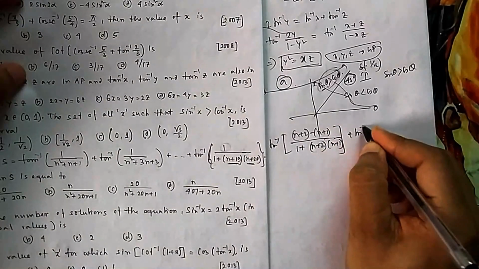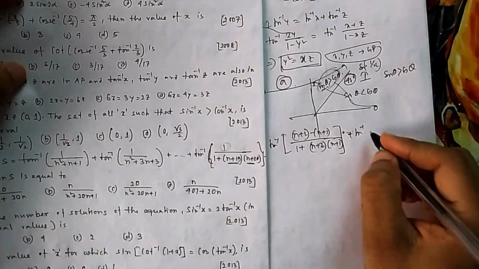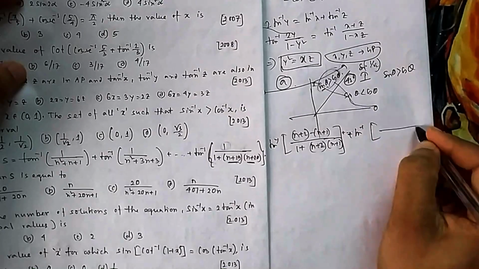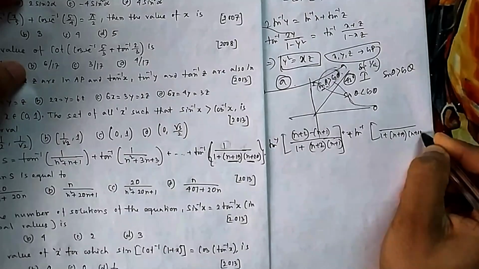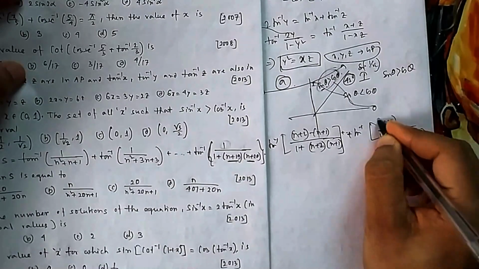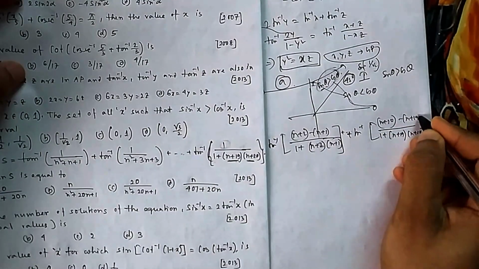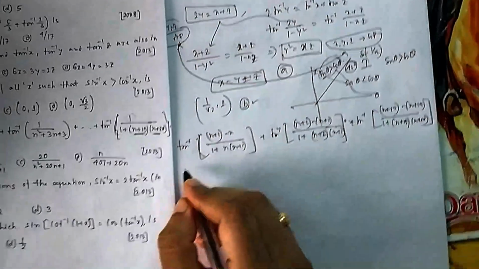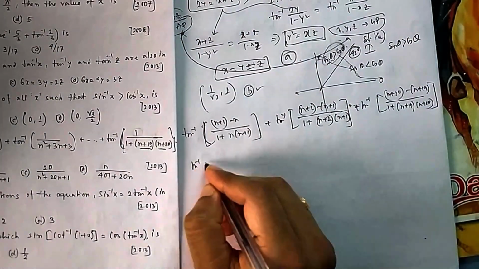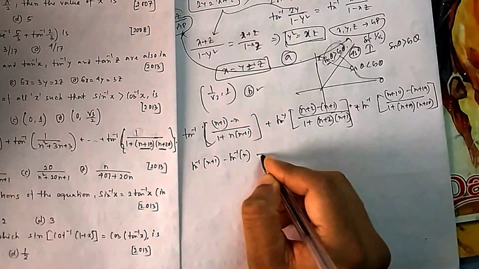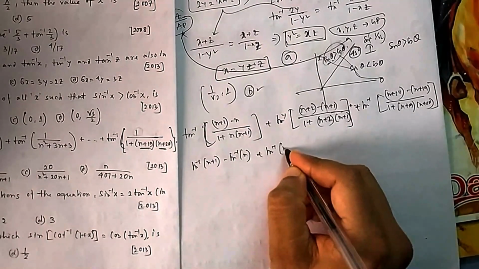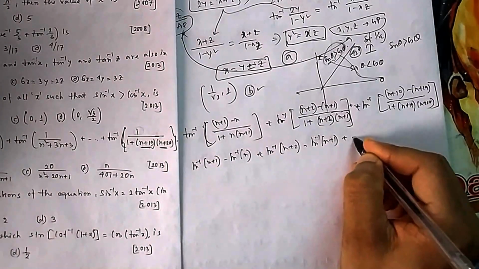And the last term, from where we got the hint, is after the dots: n plus 20 minus n plus 19 over 1 plus n plus 19 into n plus 20. So each term is tan inverse of the form tan A minus tan B. What will be the benefit? Now if you expand it, can you see something cancelling out?